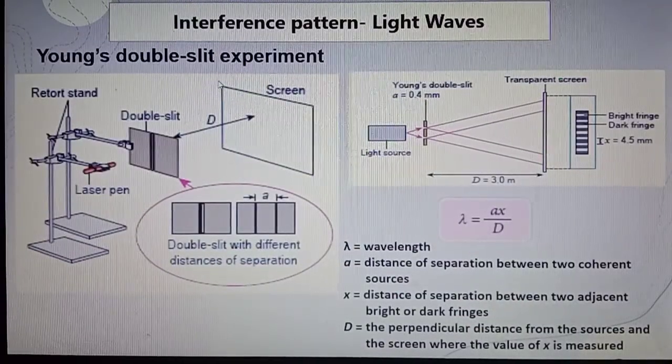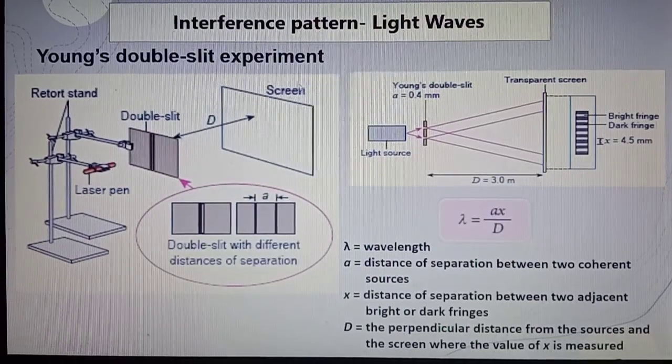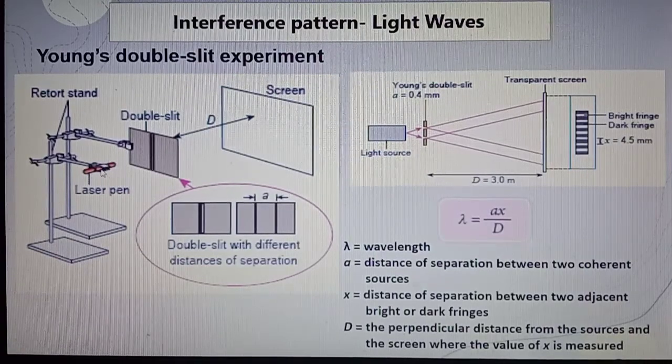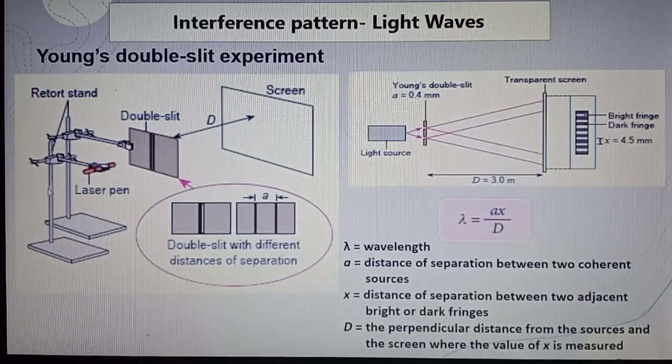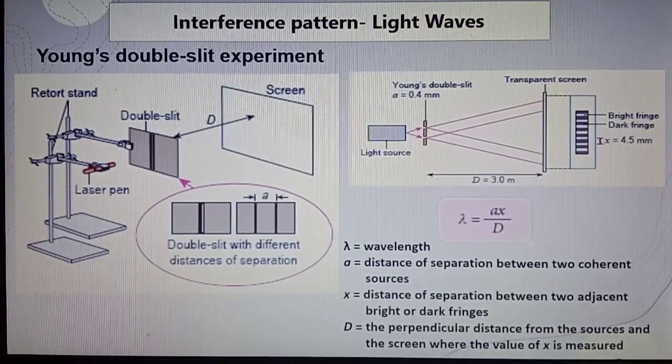Okay, light waves also experience an interference pattern. The popular experiment is Young's double slit experiment. If we look at the diagram here, we use a laser pen as the source of the light. Why do we use a laser pen? Because a laser pen can produce monochromatic light. Monochromatic light is a light with one color or one wavelength. Let's say if we use a laser pen that produces red color, then the monochromatic light is red.